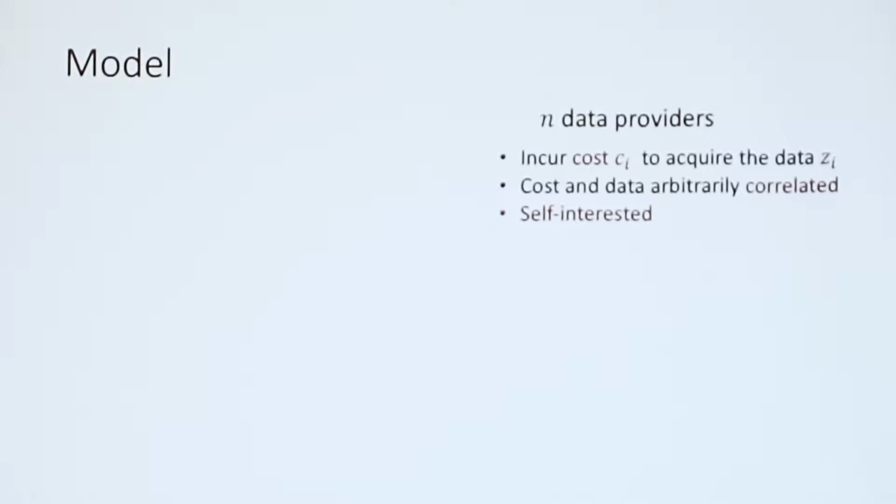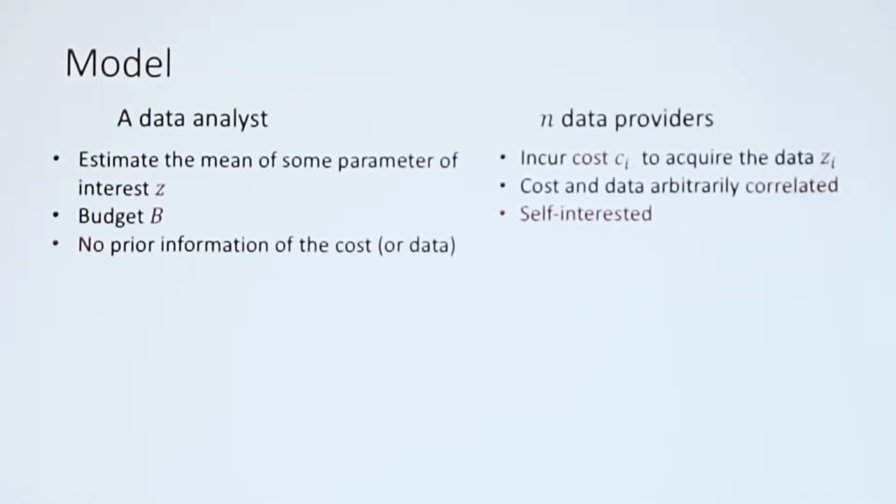So here is the formal model. So we have n data providers who will incur some cost to get their data. And the cost and data can be arbitrarily correlated, and these data holders are self-interested. And we have a data analyst who wants to know the mean of this data Z. And he has a budget, and he does not have any prior information.